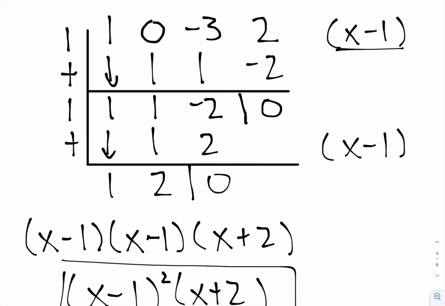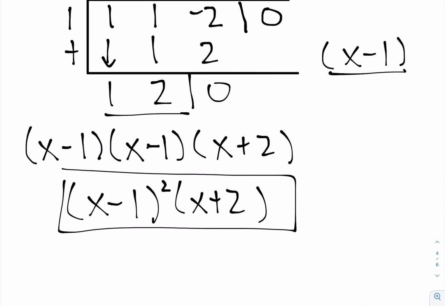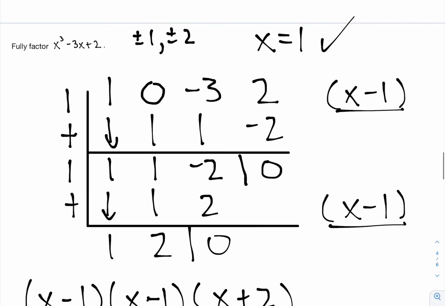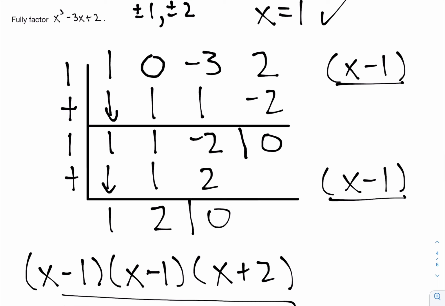And we found that x minus 1 was a factor, x minus 1 again was a factor, and we were left with just x plus 2. So our final product is going to be (x minus 1) squared times (x plus 2). So even though we used synthetic division, we didn't divide this function by anything. We just used the factor theorem to figure out what the factors of x cubed minus 3x plus 2 were.